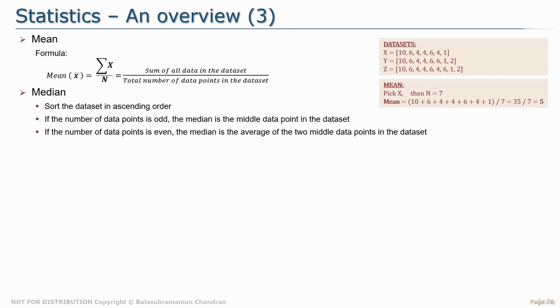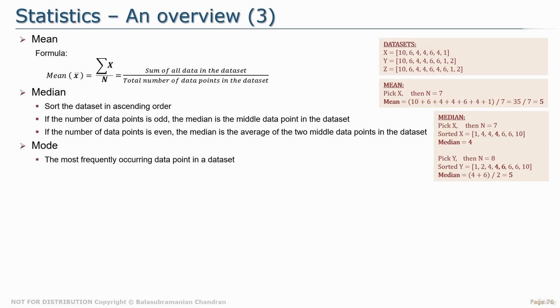Median is the middle data point in the dataset. The procedure to find the median is as follows. Sort the dataset in ascending order. If the number of data points is odd, the median is the middle data point in the dataset. If the number of data points is even, the median is the average of the two middle data points in the dataset. If we pick X, then N is 7, then the sorted X is 1, 4, 4, 4, 6, 6, and 10, and the median is 4. If we pick Y, then N is 8, then the sorted Y is 1, 2, 4, 4, 6, 6, 6, and 10, and the median is (4 + 6) / 2, which is equal to 5.